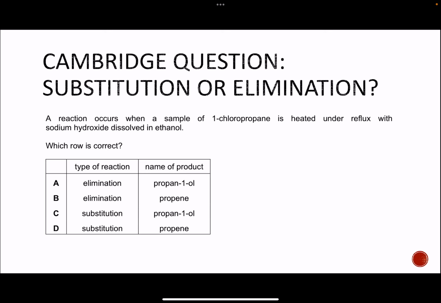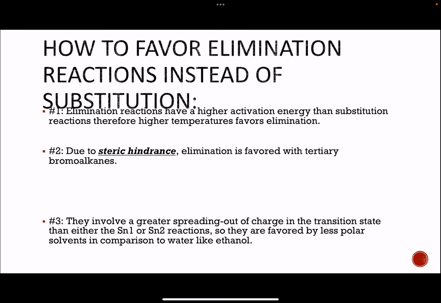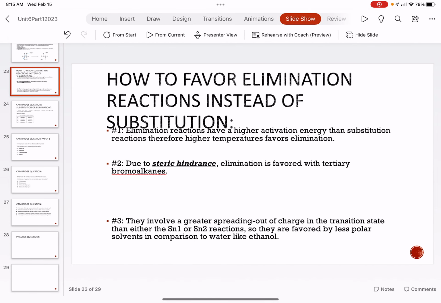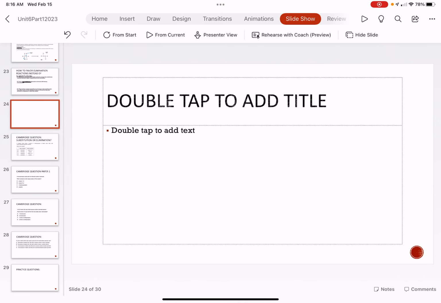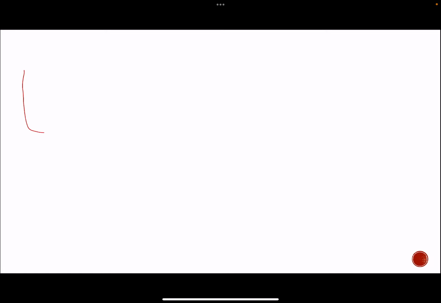So let's take a look at a Cambridge question. Actually, let's go ahead and make a flashcard real quick for elimination. So, flashcards for elimination reactions. First one, halogenalkane. How do I get a halogenalkane to become an alkene? I'm going to go from a halogenalkane to an alkene.